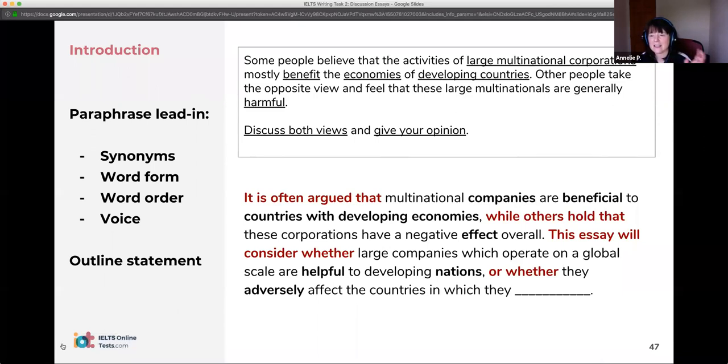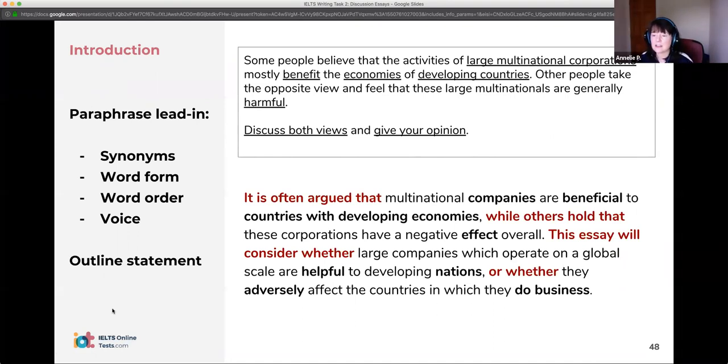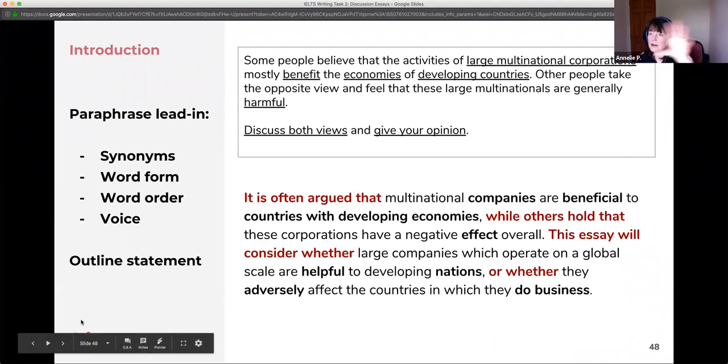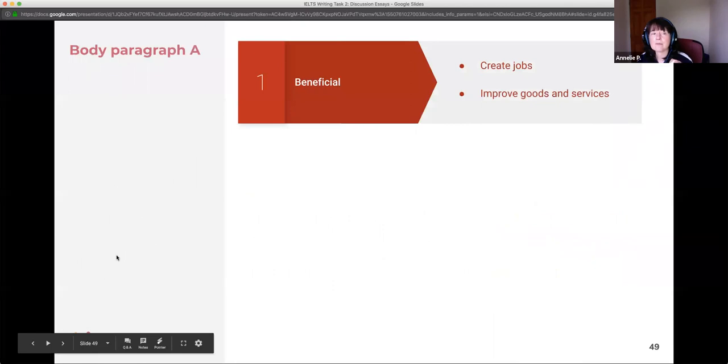Okay, very good, Candice. In which they, okay, I like operate, Bobby, that's very good. Are located or established. Okay, we've gone for do business, okay? But I like operate as well, okay? It's a bit more formal, Asil. It's not 100% necessary, it's just a bit more formal, yeah? Okay, so there's our introduction. So we have our paraphrased question, or you could give a background statement and then an outline. You could also give your opinion at the end of the introduction as well. That's possible. Okay, so let's move on to look at the body paragraph.